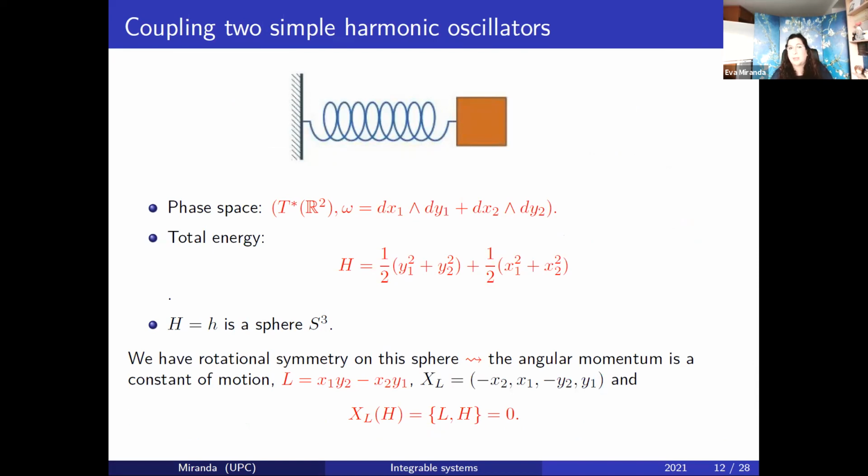So here, if I take the coupling of two harmonic oscillators, the total energy, so kinetic plus potential energy, gives you the equation of a sphere of dimension 3. Therefore, you can use the angular momentum as a new invariant. So what I want to say is that many of the first integrals come from physical intuition.